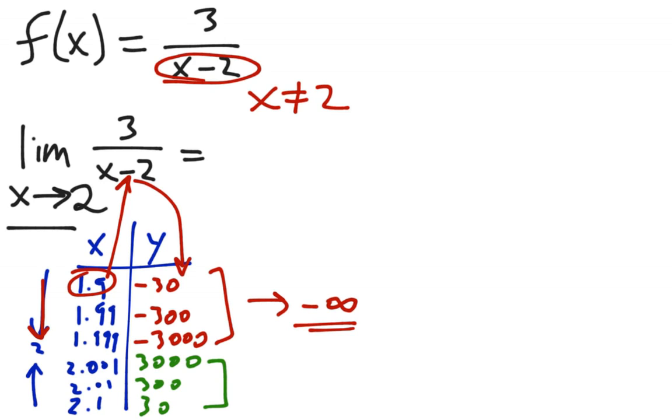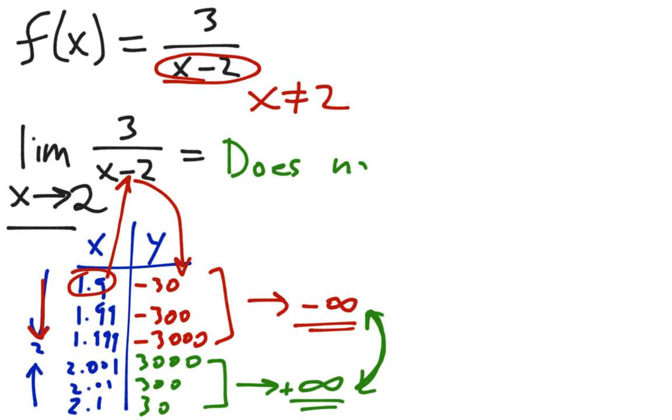Whereas if we approach 2 from the other side, from the right side of 2, then we get 30, 300, 3,000, and these are approaching positive infinity. Interesting. So what's going on here? Well, first of all, if you do this chart, this trend thing, and you get 2 distinct numbers, or plus or minus infinity that are different, see how these are different, one's plus, one's minus, this limit does not exist.